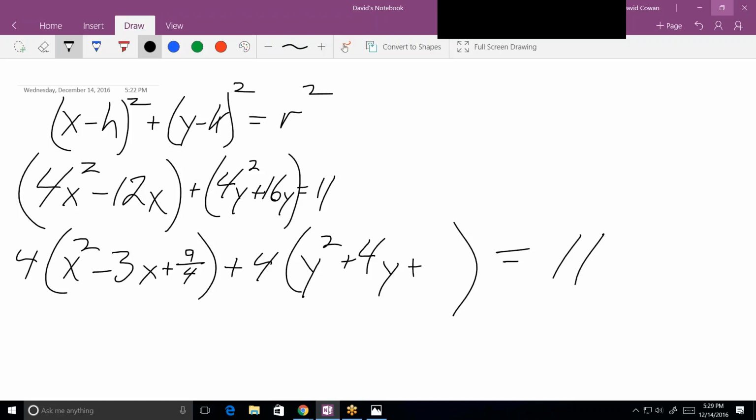And that's why you don't want these coefficients of 4 over here, because I need the left side to be in the format of the top line. It's got to look like x minus h squared, not 4 times x minus h squared. So you get rid of the two 4s by dividing both sides of the equation by 4. And that's what turned that 36 into a 9. Then you have it in the perfect format of the circle, and you can go from there.